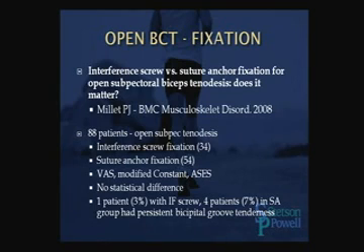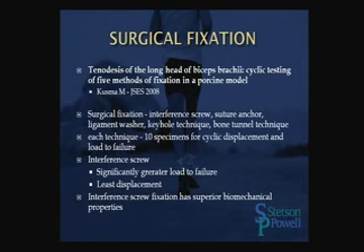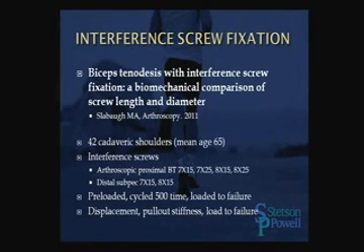Well, here's a group of open subpec tenodesis with an interference screw versus suture anchor fixation. Is the suture anchor adequate? They used a VAS and a modified Constant shoulder score, and they had some failures, but they said that there was no statistical difference in those two groups. Now, this is cyclic testing of 5 methods of fixation in a porcine model. Their deduction was that interference screw fixation was superior biomechanically relative to these other techniques.